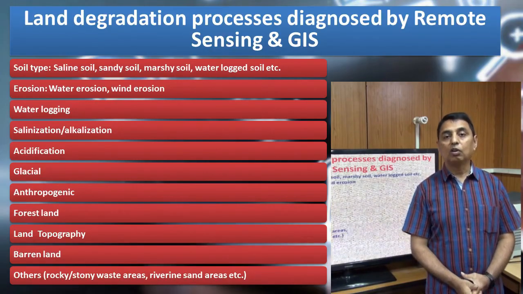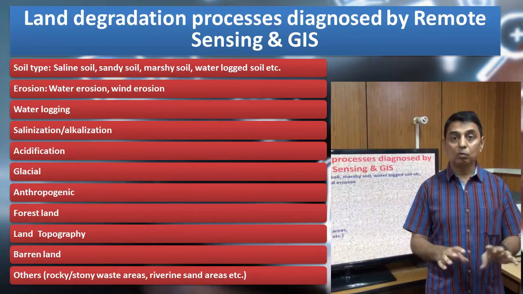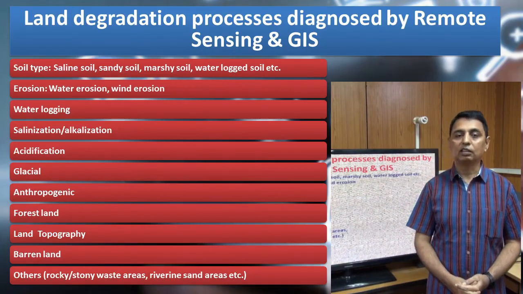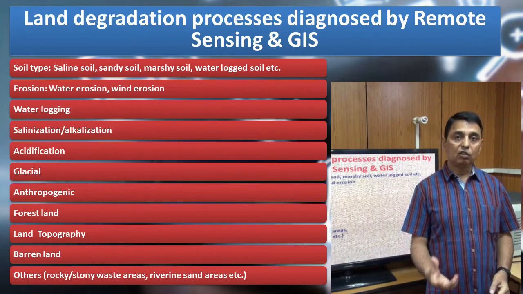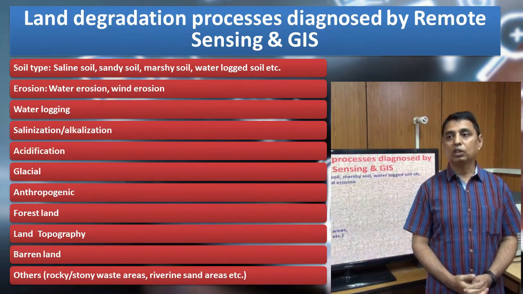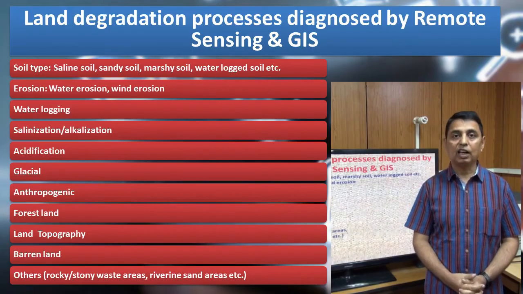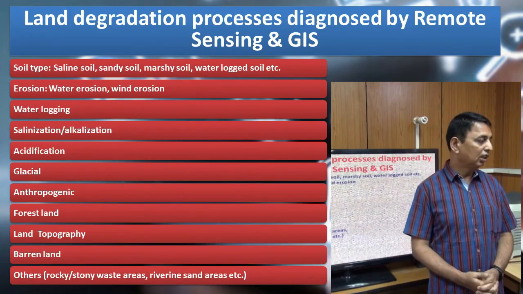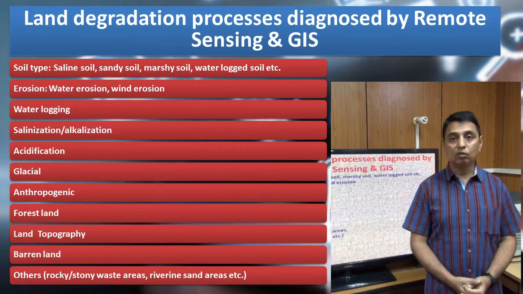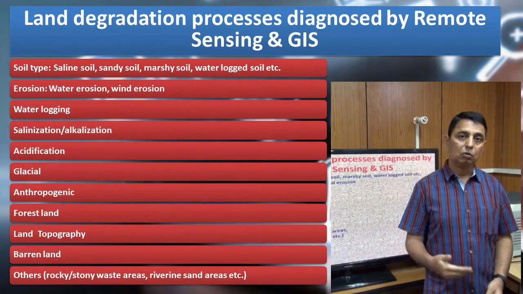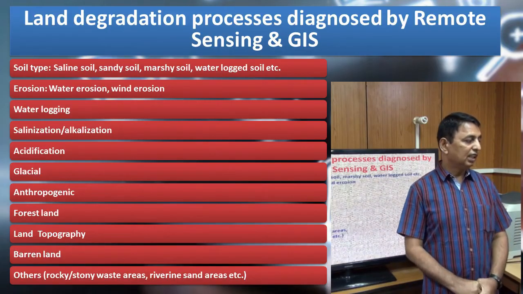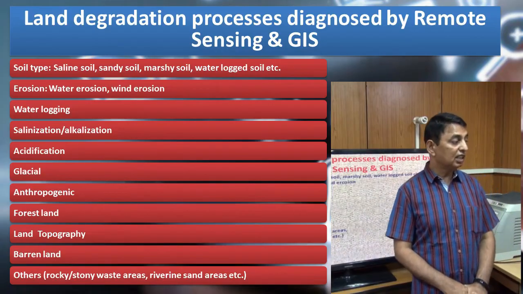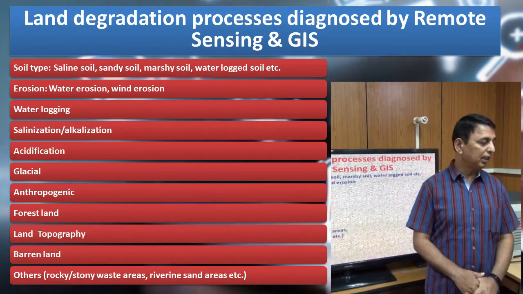We can plan for crops also. For any estate we can plan which crop, which grain is more essential, how much grain is required. Accordingly we can plan by using this GIS software. And waterlogging and erosion can also be analyzed through remote sensing technique. Soil salinity, alkalinization, acidification, glacial can also be estimated.